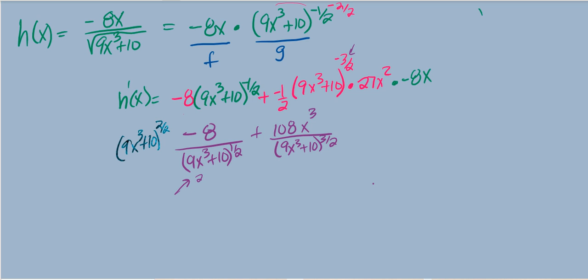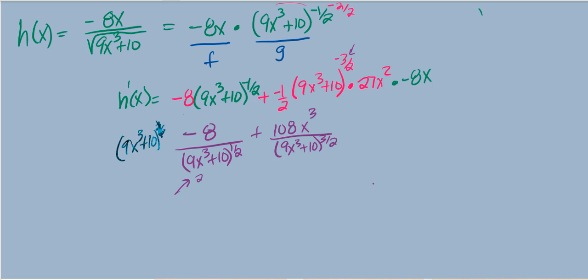Well, what's 2 over 2, you guys? It's really just 1. So we can multiply that by 9x cubed plus 10, okay? And again, it's technically supposed to be 2 over 2, but really 2 over 2 is just going to give us a plain simple 1.